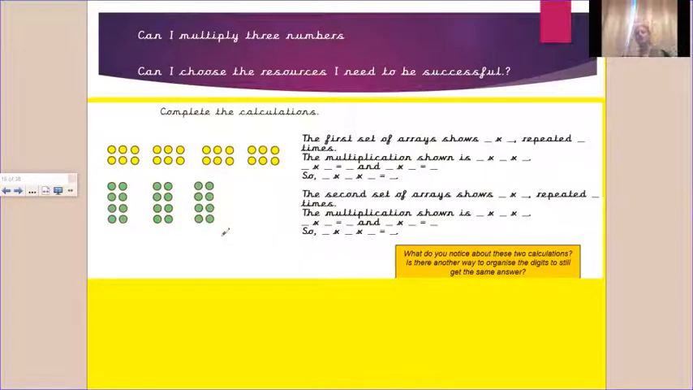So what I would like you to do is have a go at these calculations. So the first array, remember, read the question. It says the first set of arrays shows, so this is the first set of arrays. It shows a multiplication question, okay? And it is repeated. How many times is that array repeated? Okay, so you can see from the colors, how many times is it repeated? The multiplication shown is something times the amount of times that you see the array.